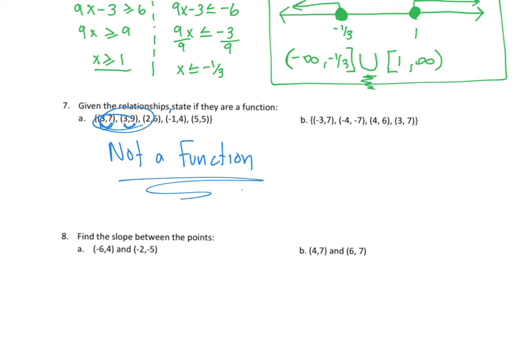If we look at b, here I have -3 goes to 7, -4 goes to -7, 4 goes to 6, and 3 goes to 7. Now, here, I am repeating my y values, but I am not repeating any x values that go to different y's. So this actually would be a function because every x is unique. And that's all that question is going to ask, if the relationship of the points is a function or not.